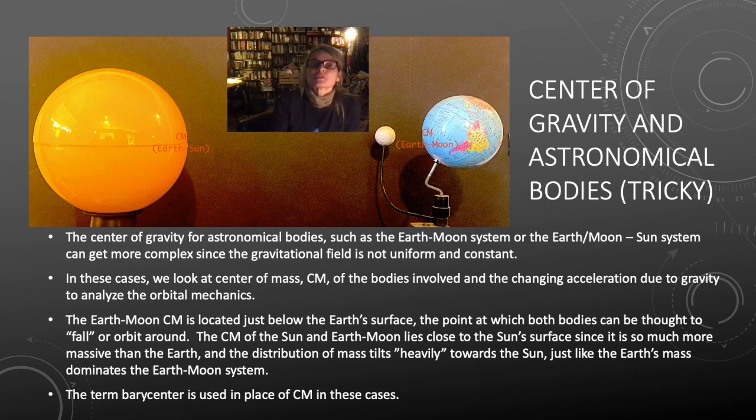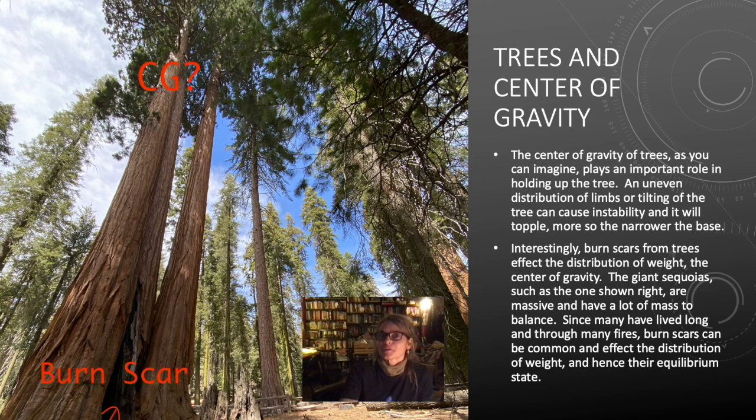So what we want to do is approximate where the center of mass is. The approximate center of mass of the Earth, Moon, and Sun system is, again, just below the sun's surface, because the sun is extremely massive. So if you average out all those masses, you'll see that the center of mass is just at the surface of the sun.